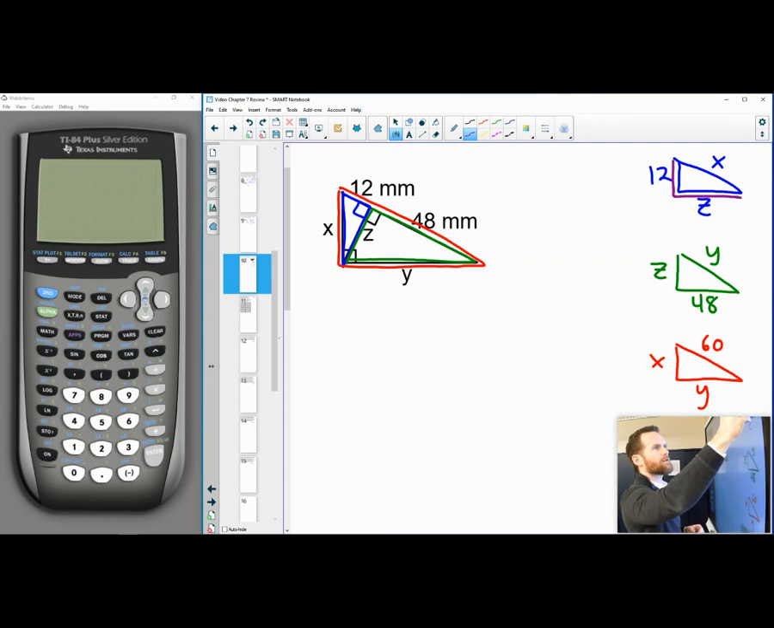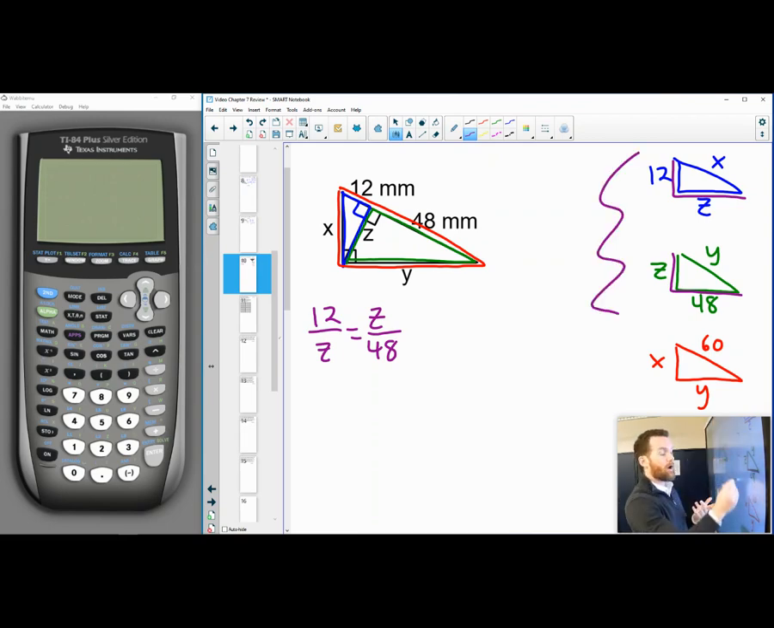So here we can go 12 to Z equals Z to 48. And now I'm realizing that's the exact same proportion I wrote down two or three minutes ago when I was talking about the geometric mean shortcut. So I'm happy it worked out this way, because whether you do the geometric mean shortcut or draw out your three triangles, you get the same proportion and the same answer. It works either way. Then we just cross multiply.